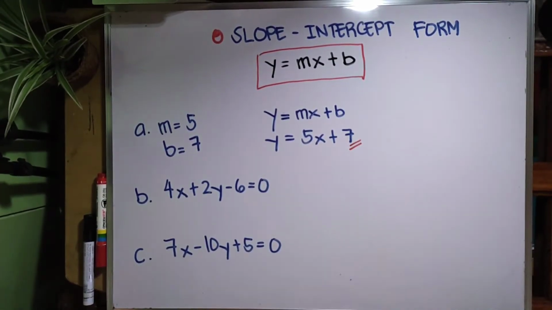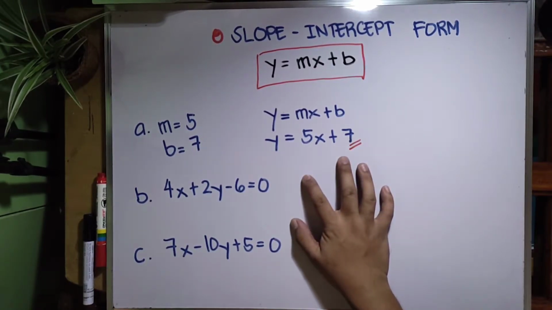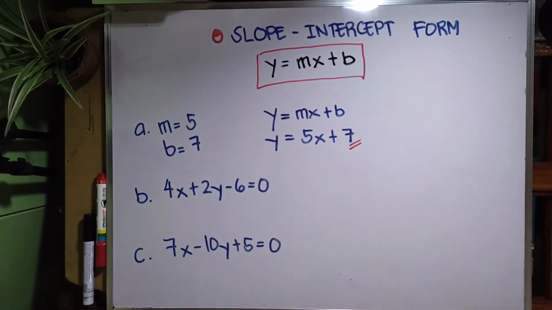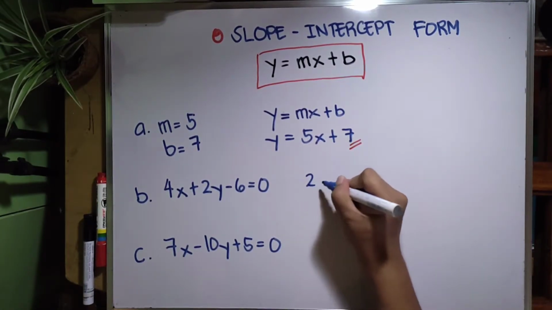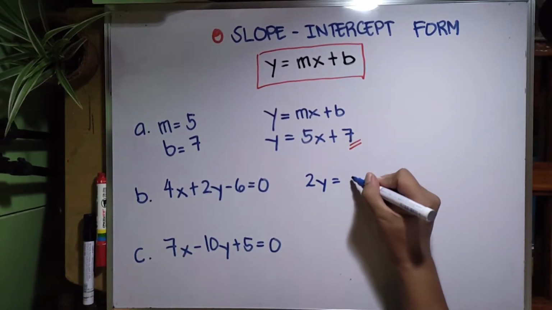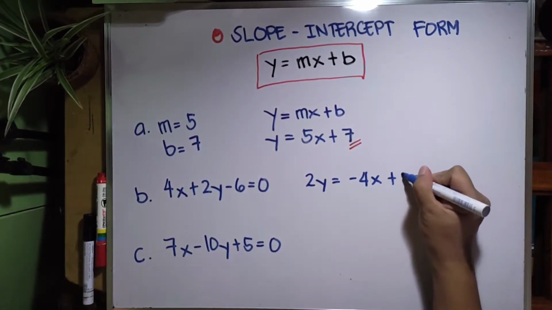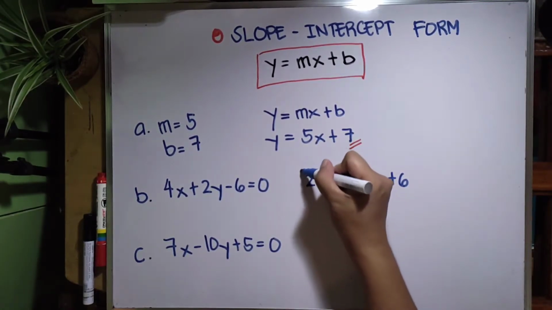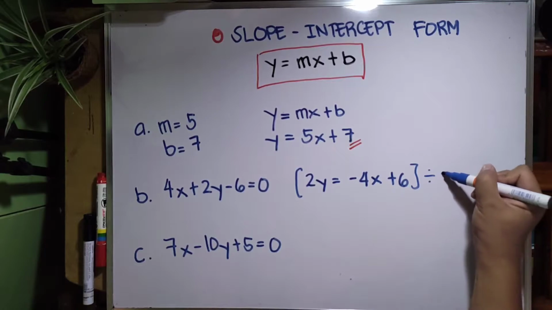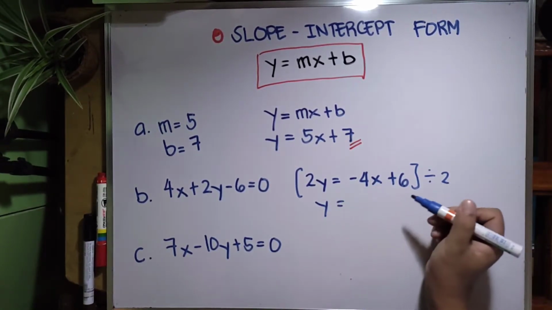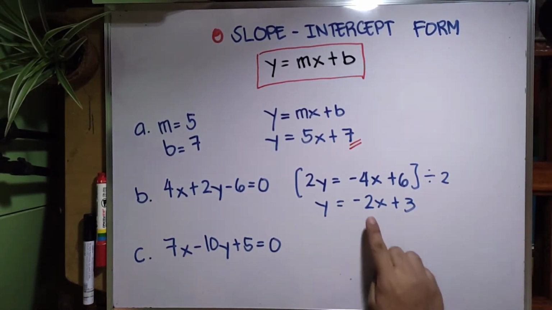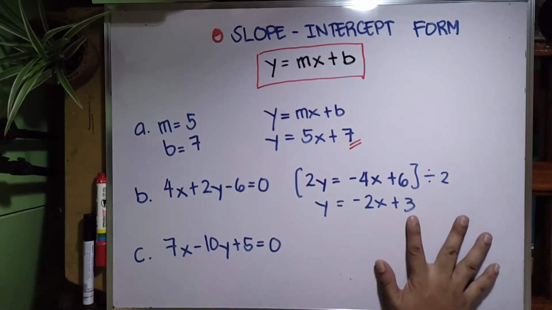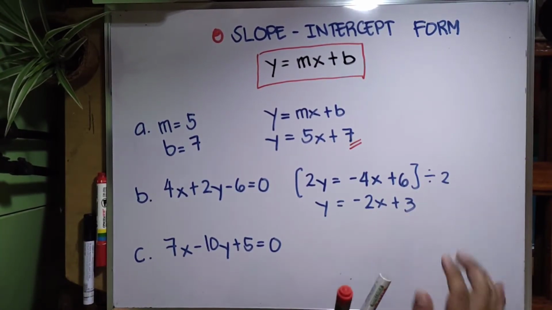How about this? In B, we are given the general equation of a line. Ax plus by plus c is equal to 0. Now, all we have to do is just manipulate this to form it like this. So, manipulating, 2y is just equivalent to negative 4x plus 6. Okay? Now, dividing both sides by 2, magiging y is just equivalent to negative 2x plus 3, where the slope is negative 2 and the y-intercept is positive 3. Okay.